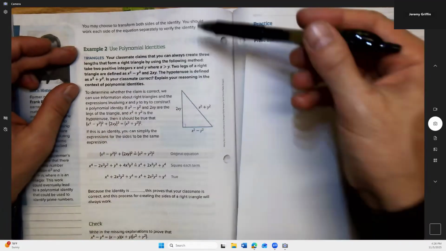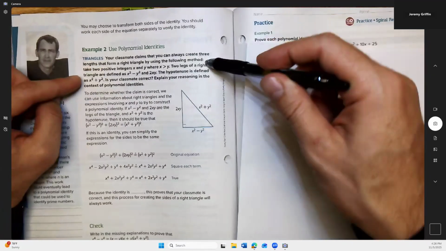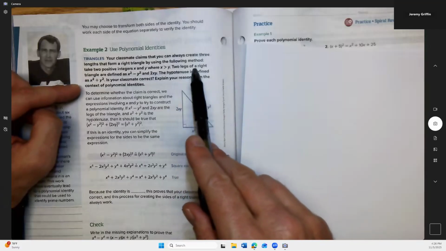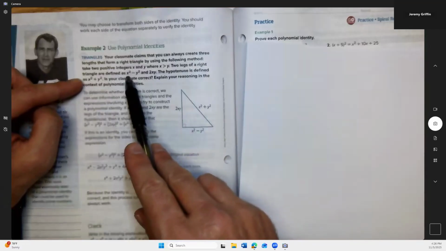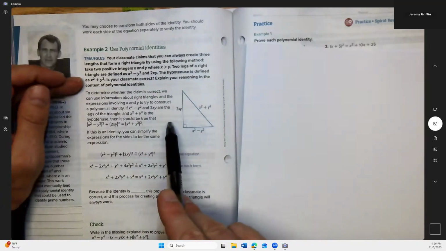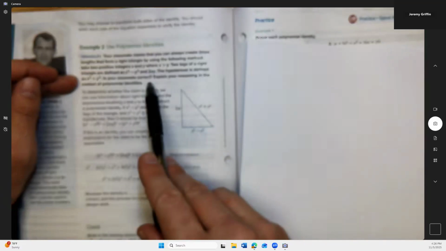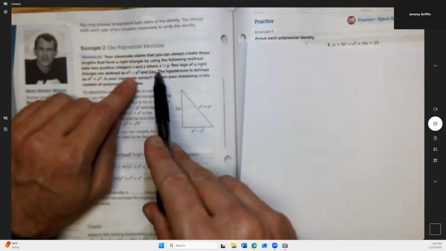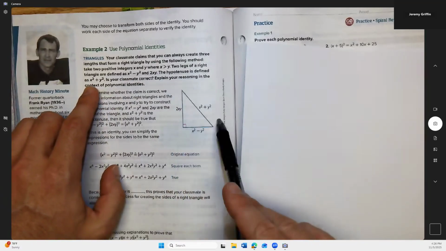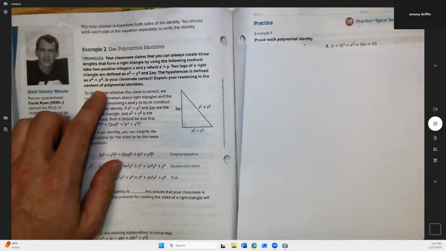Your classmate claims that you can always create three lengths that form a right triangle using the following method. Take two positive integers, x and y, where x is greater than y. The two lengths of a right triangle can be defined as the difference of squares, which they labeled down here, so they're giving you a picture. That's nice. And then two times the product, 2xy, which they put here. The hypotenuse then, assume you had that, your classmate is claiming that the hypotenuse is always x squared plus y squared. Is your classmate correct? Explain your reasoning in the context of polynomial identities.